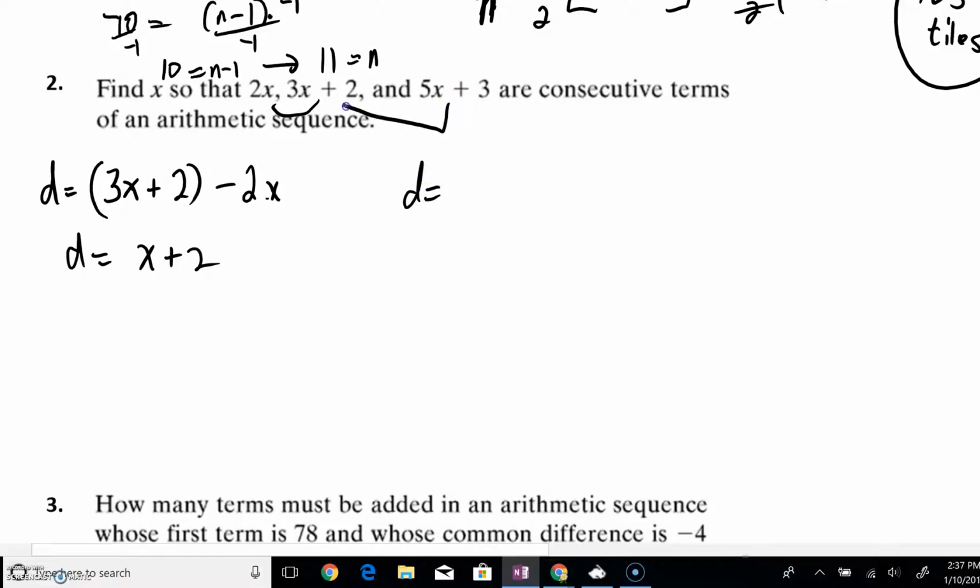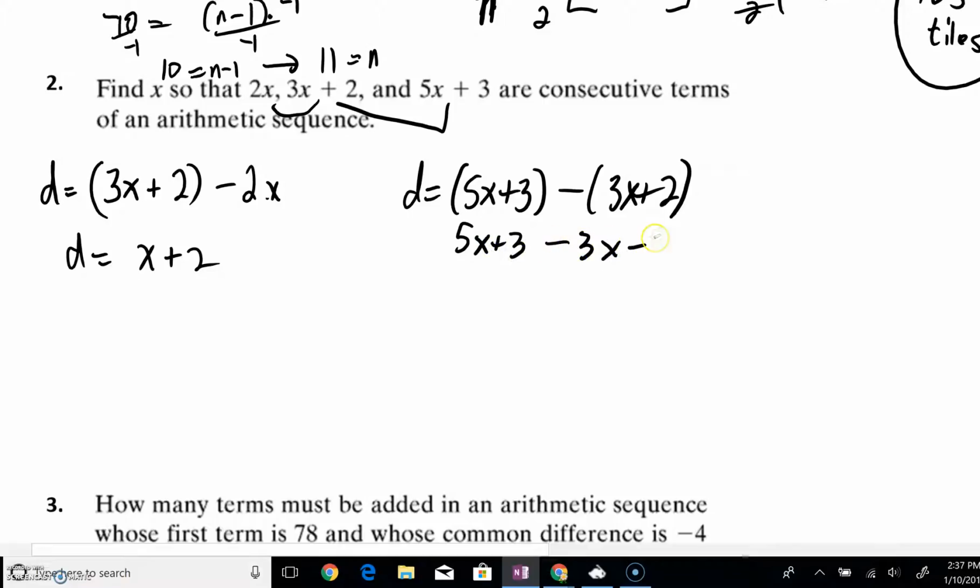But of course, we could also have looked at the consecutive terms of 5x plus 3 and 3x plus 2. We looked at that third term and the second term. If I were to subtract, distributing this negative, we'd see that that common difference, 5x minus 3x here, would be a 2x, and 3 and a negative 2 would just be a 1.